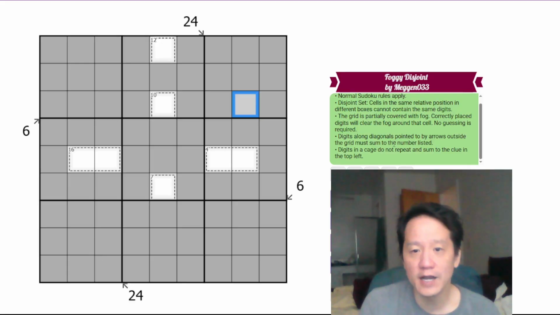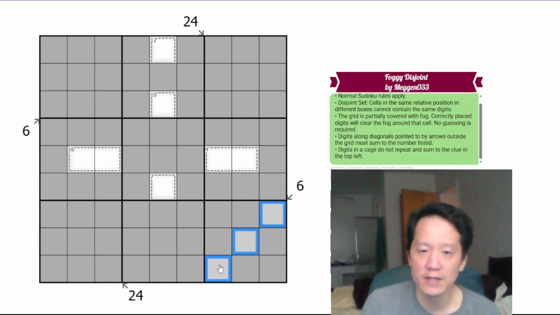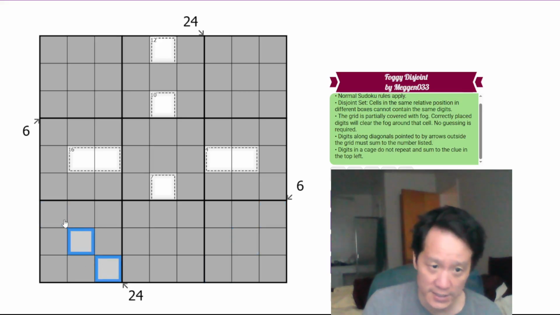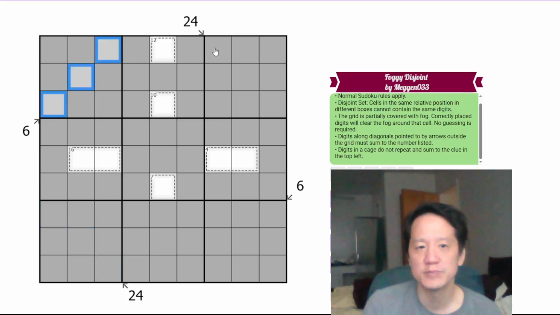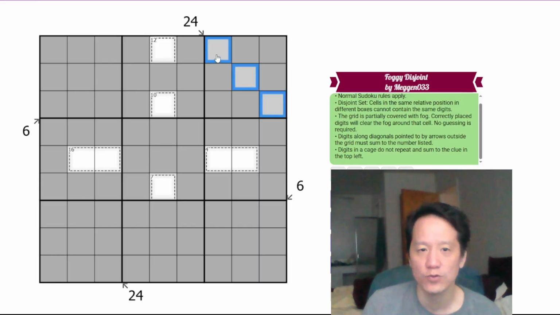Digits along diagonals pointed to by arrows outside the grid must sum to the number listed. So this is a little killer clue, and it's saying that these 3 digits must add up to 6. These 3 digits must add up to 24, because it's the digits pointed at by the arrow. These 3 digits add up to 6. These 3 digits add up to 24. And that's how little killer clues work.